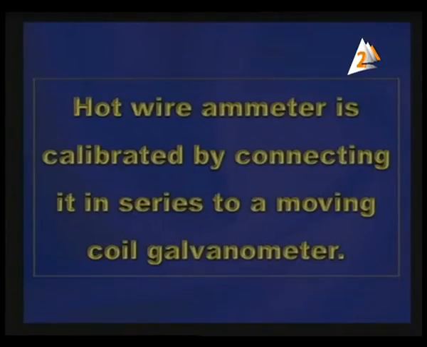We've got another piece of information. It is about the hot wire ammeter. The hot wire ammeter is calibrated by connecting it in series to a moving coil galvanometer. So we mentioned two things. First of all, we cannot use the moving coil galvanometer to measure an AC current, it will record 0, and we explained this. And the hot wire ammeter is calibrated by connecting it in series to a moving coil galvanometer.